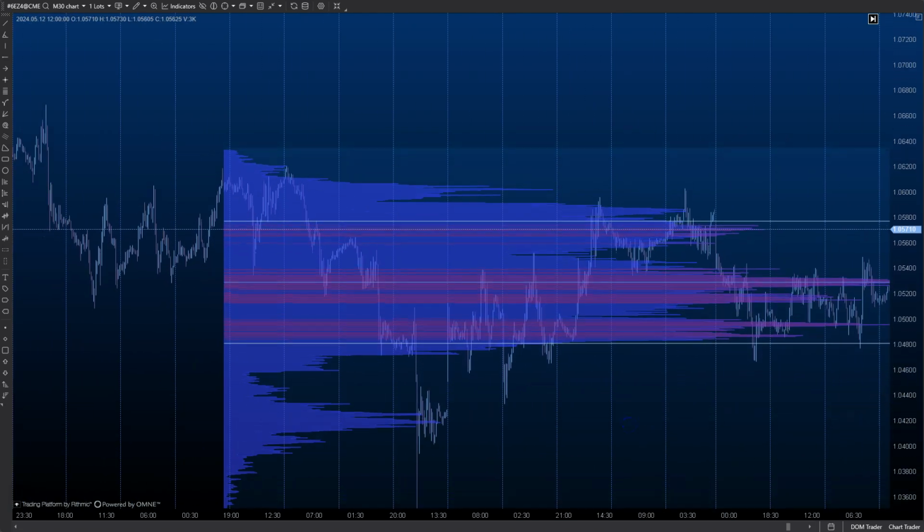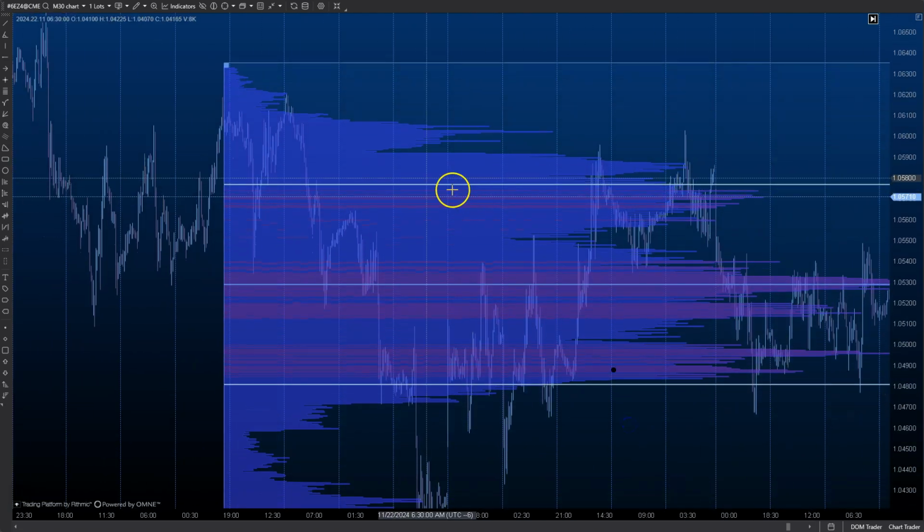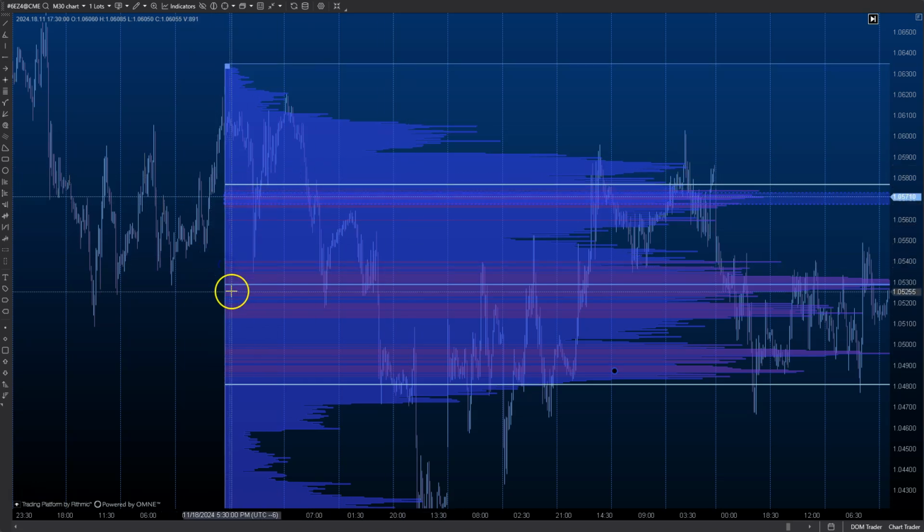What I'm going to do now is create, with the hotkey I saved, these ranges.